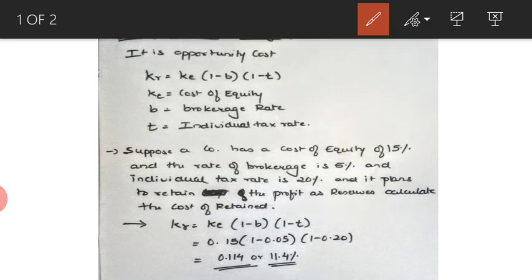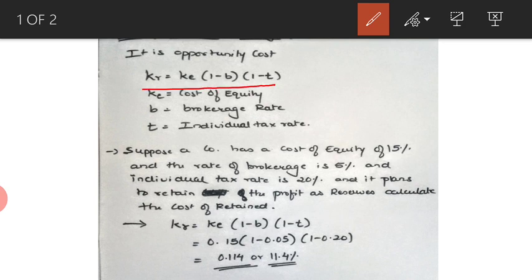So let me repeat the formula. Cost of retained earnings is cost of equity into 1 minus B into 1 minus t. And we always know 1 minus t, or 1 minus anything, is the after value. First of all, B is the brokerage rate. So 1 minus B is after brokerage, and 1 minus t is after individual tax. So it is 1 minus B into 1 minus t. Again, I'll just throw some light on this 1 minus B and 1 minus t.